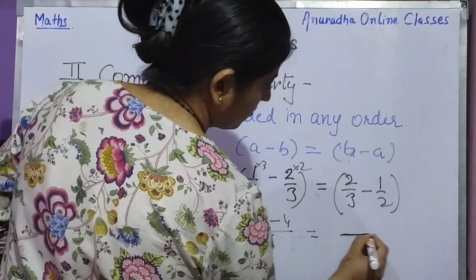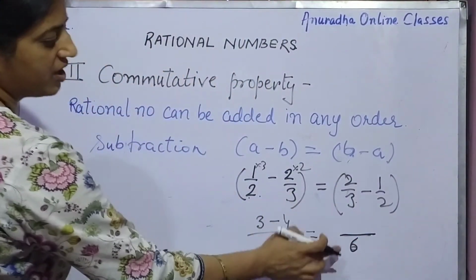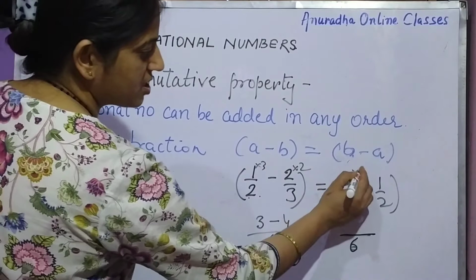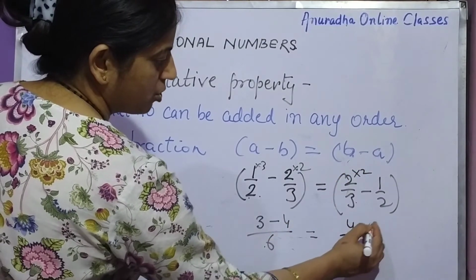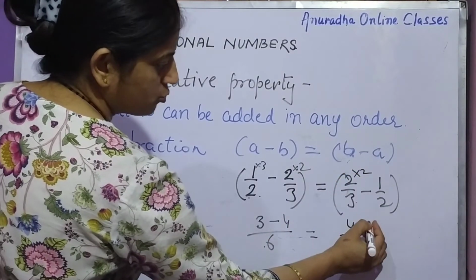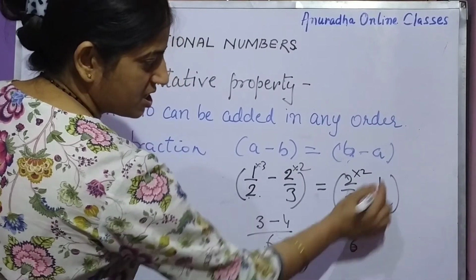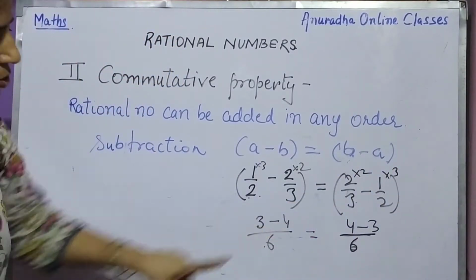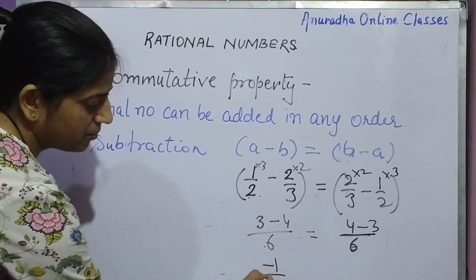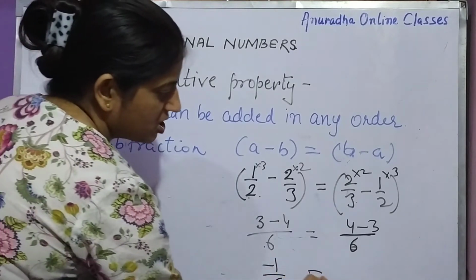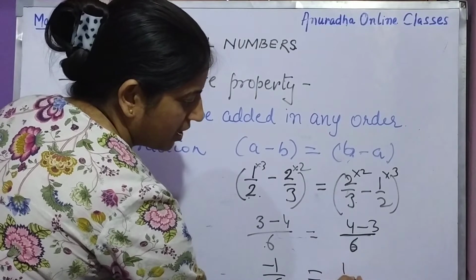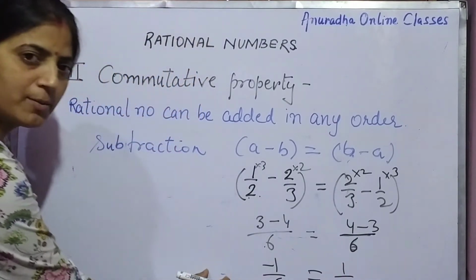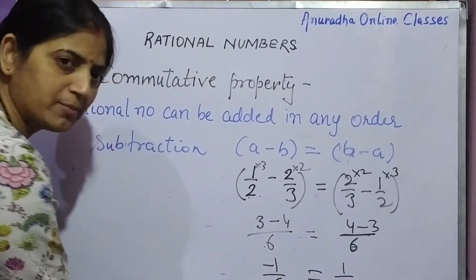Then 3 times what makes 6? 3 twos are 6, so on top multiply by 2, that gives 4 minus 2 times what? 2 threes are 6, so here multiply with 3. So what do you get? 3 minus 4, what do you get? Minus 1 upon 6. Is it equal to 4 minus 3, which is 1 upon 6? Is minus 1 by 6 equal to 1 by 6? No.